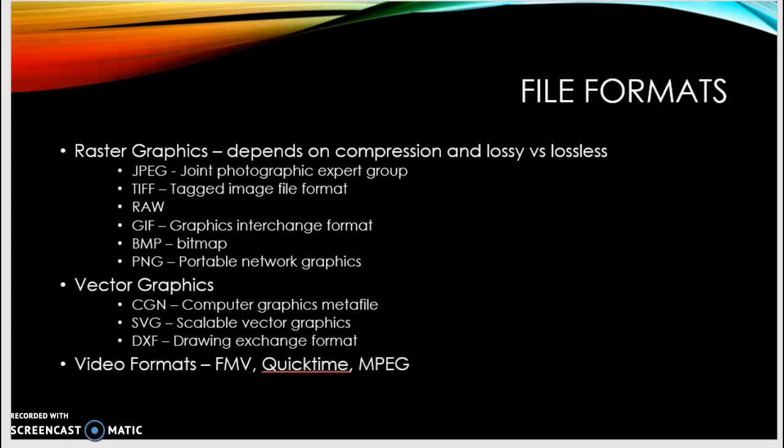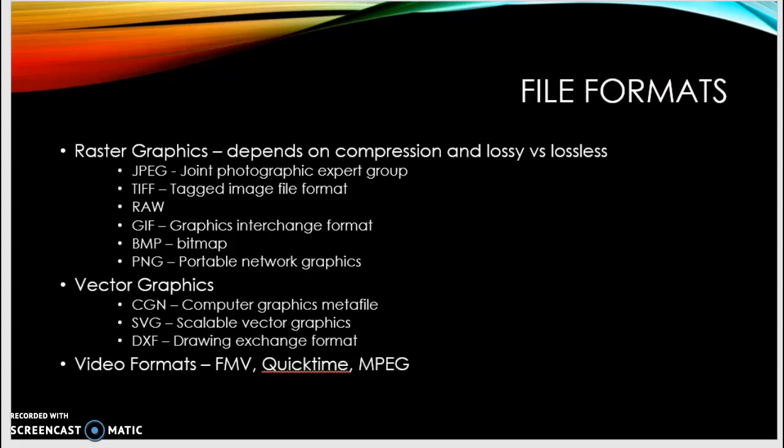Among the different file formats, if you see something called raster graphics, raster is another word for pixels, because raster relies on dots, picture elements. That's what pixels is short for. There are different types: JPEG, TIFF, RAW, GIF, bitmap, PNG. More than anything, you're going to see things like GIF, JPEG, and PNG, and they each have different things that they are really good at.